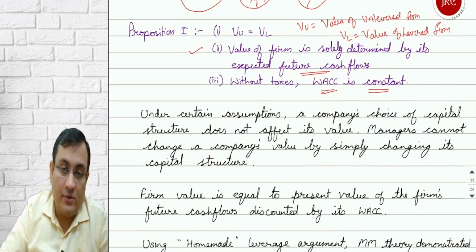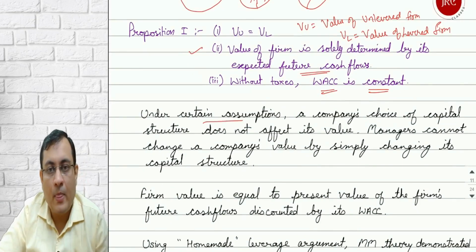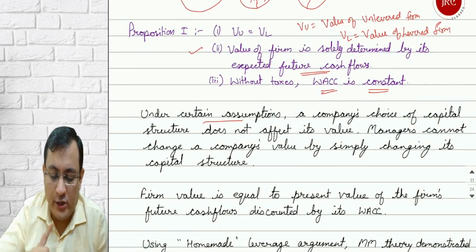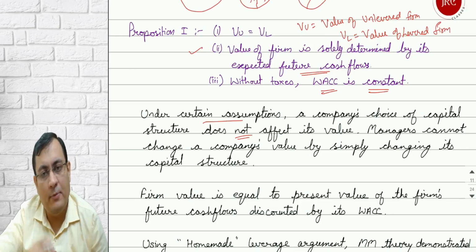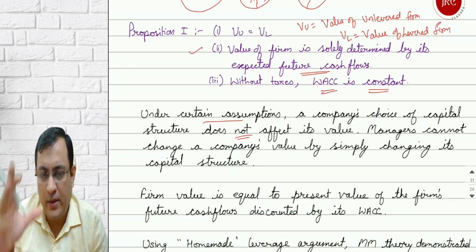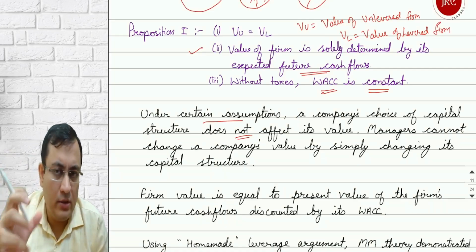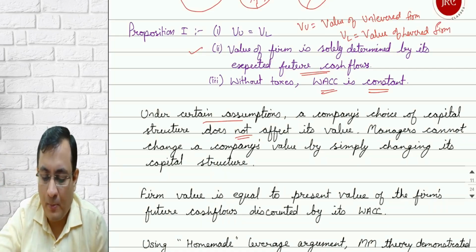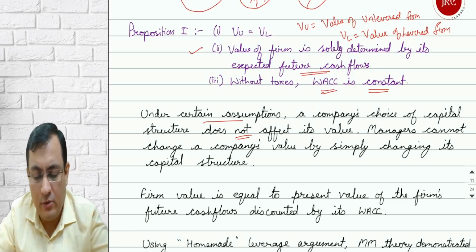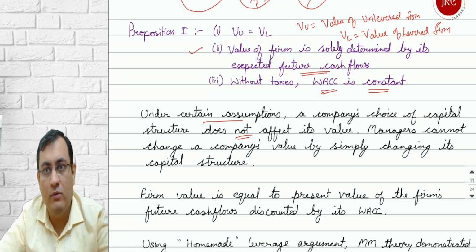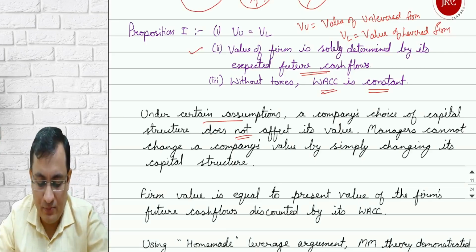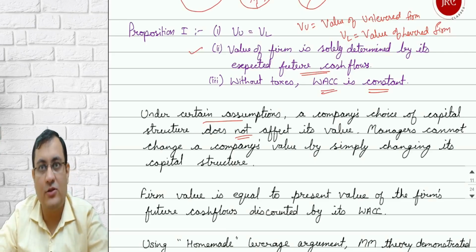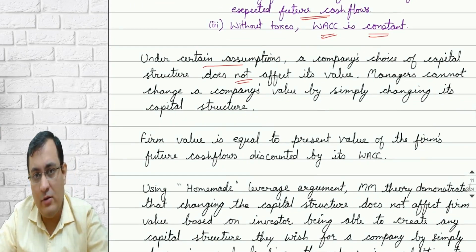Under certain assumptions, of course, assumptions we have already done, a company's choice of capital structure does not affect its value. Sum of parts must be equal to whole. That is, if you split a pie in any ratio, the total will always be equal to 100%. Manager cannot change a company's value by simply changing the capital structure. Overall valuation of the company is not going to change by changing the capital structure. Firm value is equal to firm value.